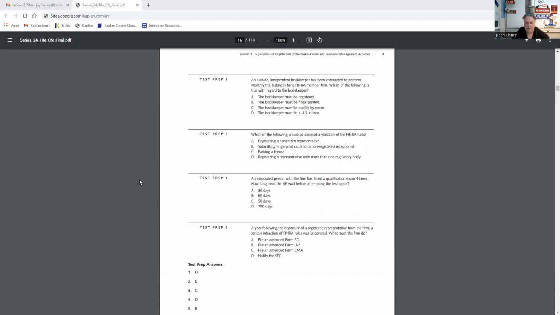A year following the departure of a registered rep from the firm, a serious infraction of FINRA rules was uncovered. What must the firm do? You're going to file an amended Form U5, and Veritas will know that amendments to U4s or U5s, anything that was a no answer that becomes a yes answer, must be done within 30 days. So I definitely know that as well.